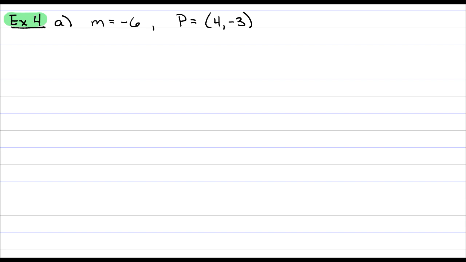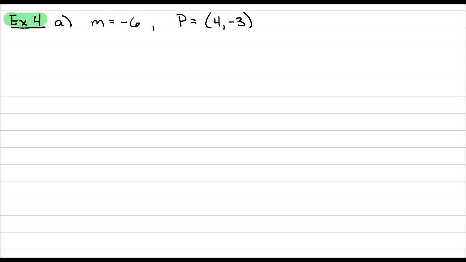What we'd ultimately like to be able to do is figure out how to find equations of lines given certain information. And so that's in fact what we're going to do in example 4. We are going to figure out how to find the equation of a line given the slope of that line and 1 point that it passes through. So in part A, we want to find a line that has a slope of -6 and that passes through the point 4, -3. So the way we do this is to use the point-slope form of a line.